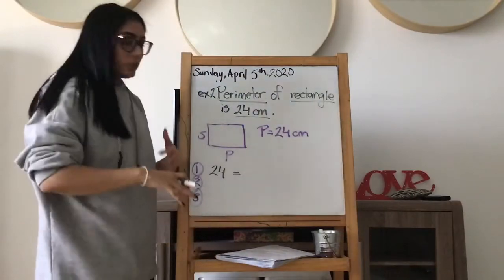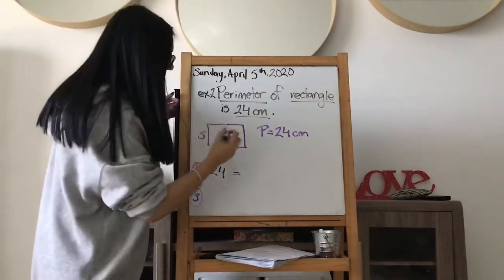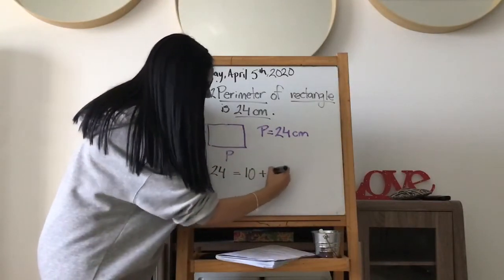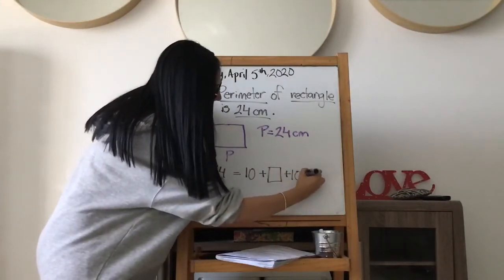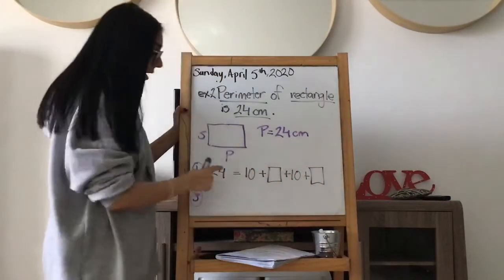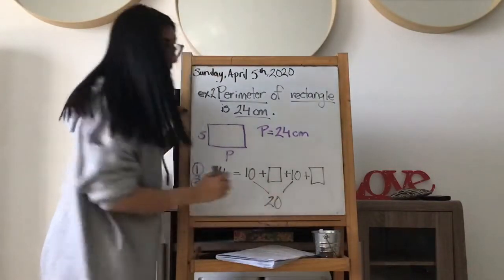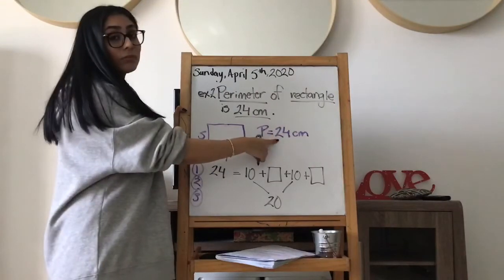So again, I'm going to do it just sort of like a puzzle. I'm going to put any number in. Let's start with 10. 10 plus something plus 10 plus something. So already I have 10 plus 10, I'm already at 20. I'm so close. I need to go to 24.